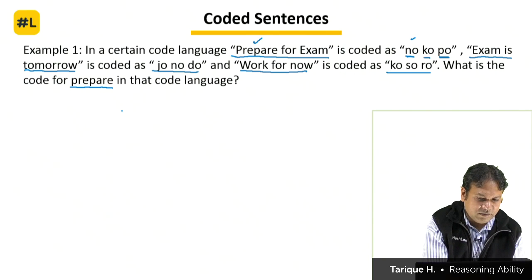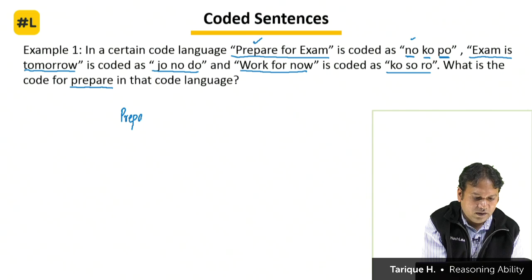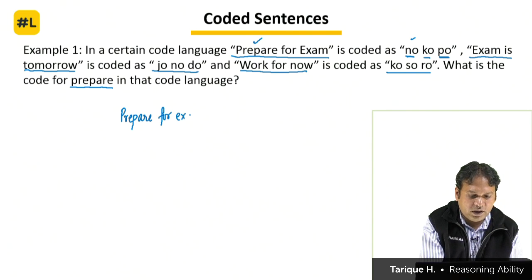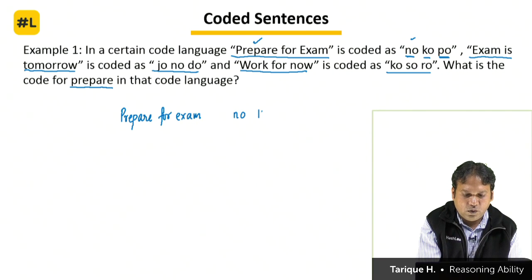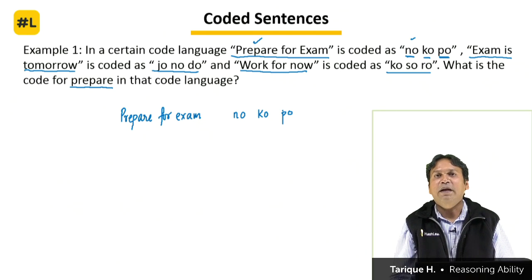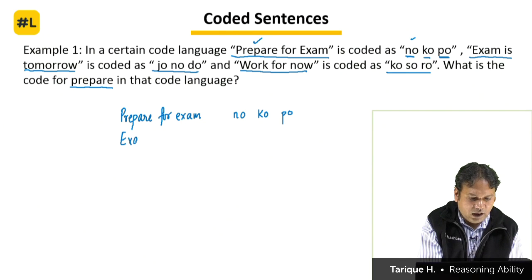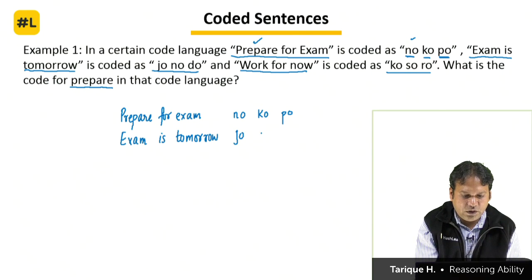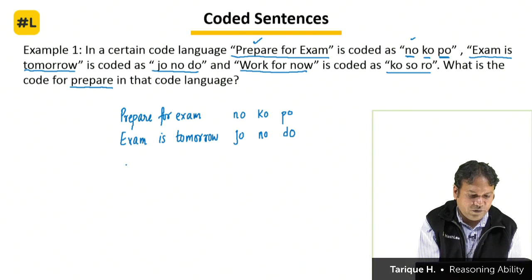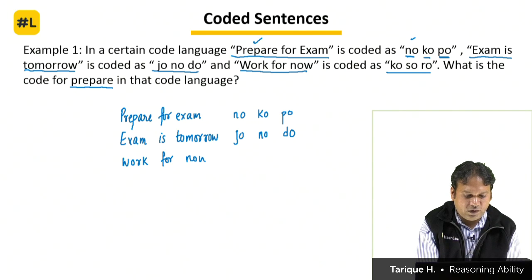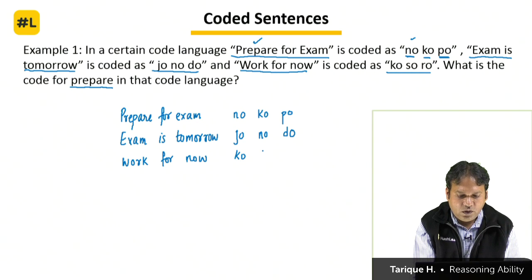Let us see the first sentence here, prepare for exam. And what is the code for this sentence? No, co and po. Basic question, let's understand from the basics so that we can learn everything about coding sentences. Now exam is tomorrow, and we will look at the code for this, exam is tomorrow, and the code for this is jo, JO, NO and DO. Alright, now the third sentence we will take now, work for now, and the code for this is ko, so and ro.